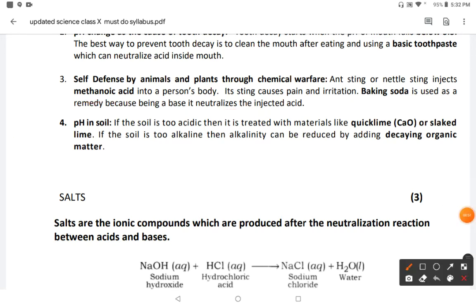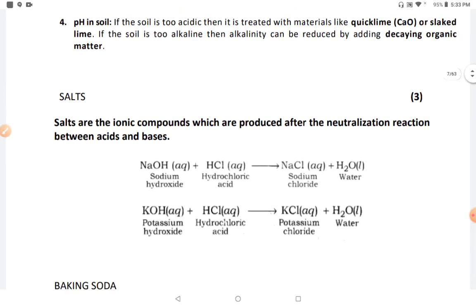Next is pH in the soil. If the soil is too acidic or too basic, how can we treat it? If the soil is too acidic, we can add materials like quicklime or slaked lime to the soil so it can neutralize. If the soil is too alkaline, meaning basic in nature, it can be corrected by adding decaying organic matter because it contains acids. So with the help of these things we can neutralize, and pH plays an important role in our daily life.